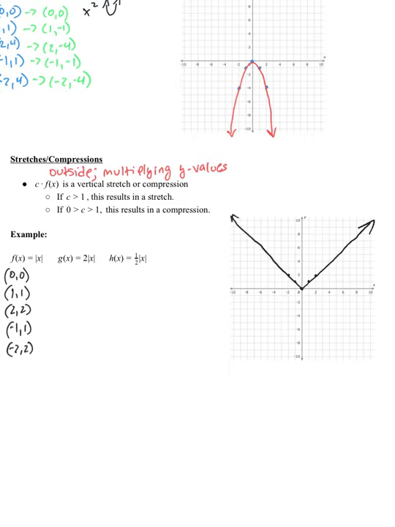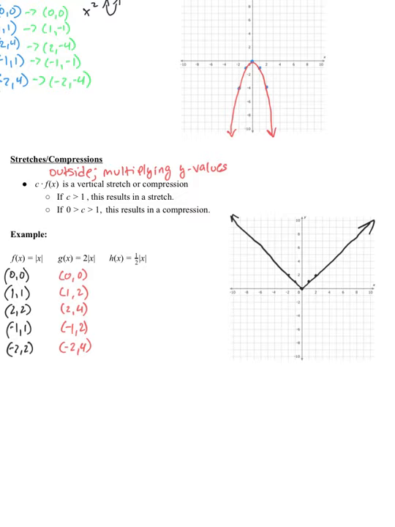Now we need to worry about this g of x. What happens if we multiply by a constant that is bigger than 1? Well, that should result in a vertical stretch. Let's see what happens. All we're going to do is multiply all the y values by 2. We're going to keep all the x's and just multiply all of the y values by 2. Negative 1 goes to 2, negative 2 goes to 4.